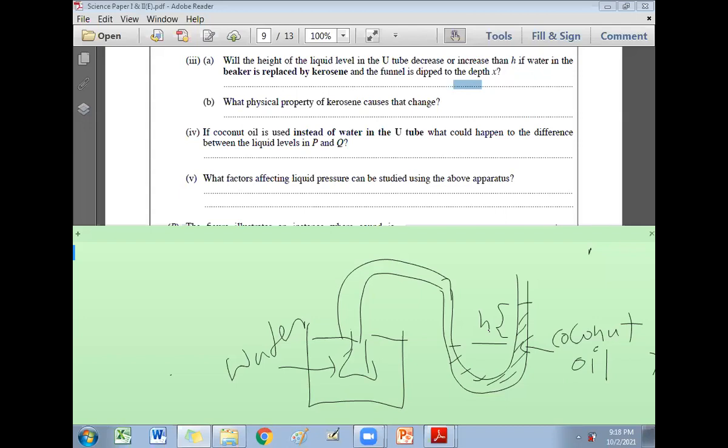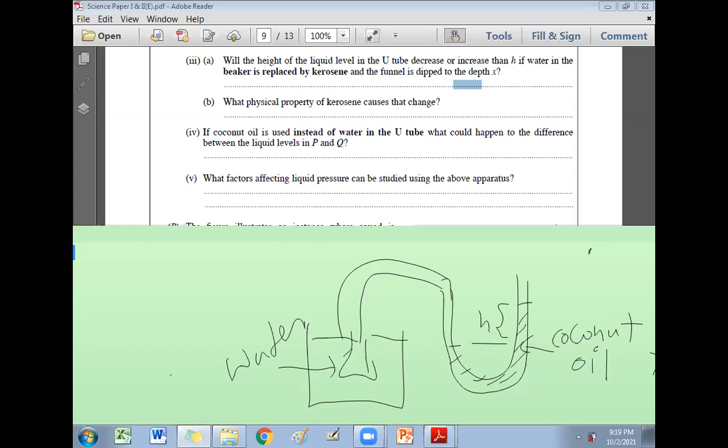Increase or decrease? Part 4, the answer. I'll ask the answer from Michal. Yes, Michal? It will increase. Level increase. Very good. That is the answer. Why level increase? Density of coconut oil is less than water. Answer is increases. Please write everyone, what is the reason? Coconut oil is lighter than water. Coconut oil floats on water. Density of coconut oil is less than water. Therefore, the level goes up. H will increase further. Height will increase.